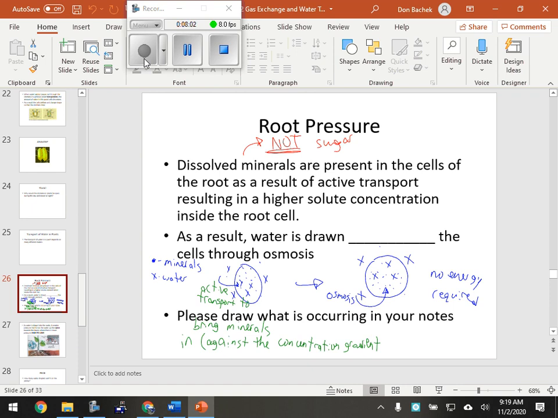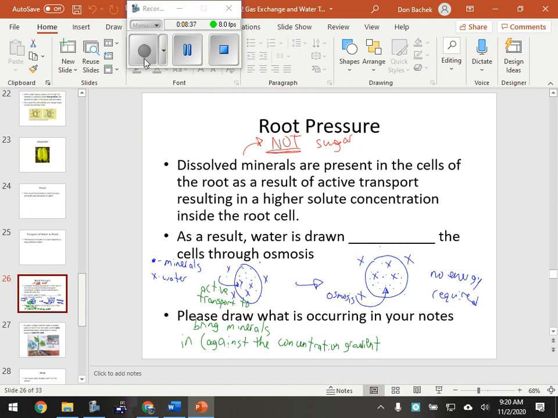So we have to pump against that, because obviously in the roots we would probably already have a lot of minerals there. We want to get more minerals in there. So this is kind of like the solute, the solids. It could be potassium from the ground, or calcium, or whatever it needs. So we need to pump that into the cell. We need to go against the concentration gradient. We already have a high concentration of minerals in the root cell, and we want to get more in, so we're pumping against that.